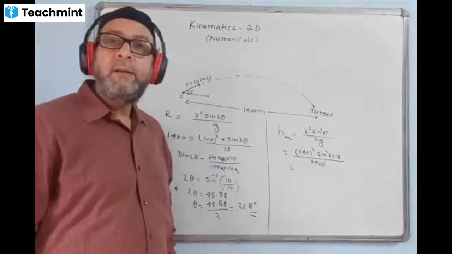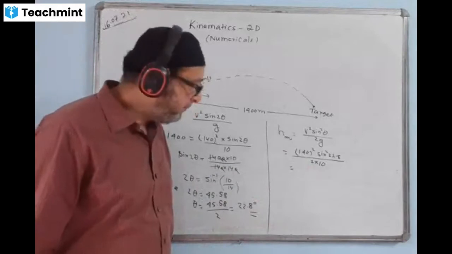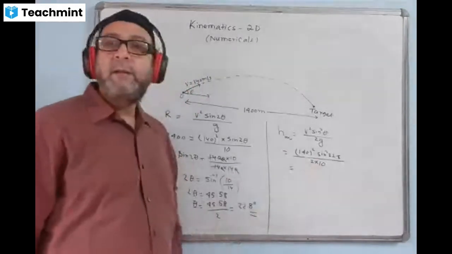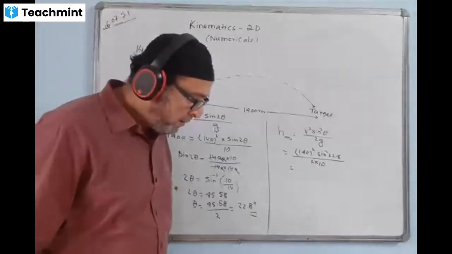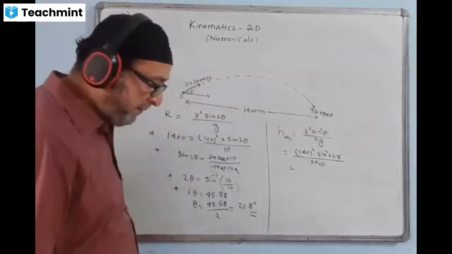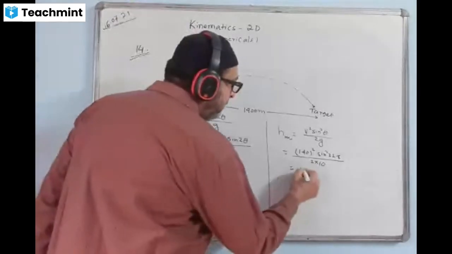So 2940 divided by 20. Divide that answer by 20. 147. Yes, 147.